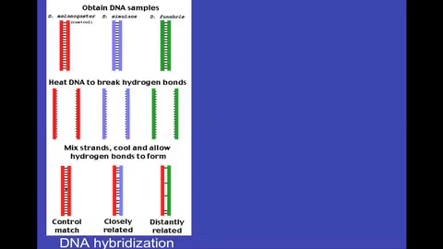So you can use the temperature at which these strands actually separate as a rough measure. Oh, these separated at 38 degrees, these separated at 58 degrees, these separated at boiling or whatever. The higher the temperature, the more closely related they are. So you could use that as a rough indication of how closely related these species are.